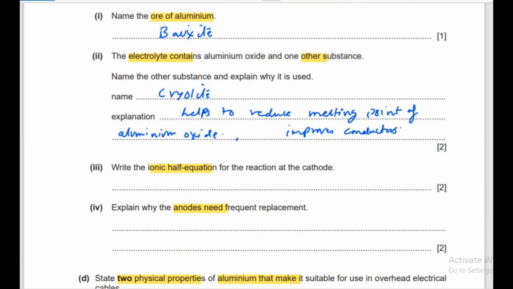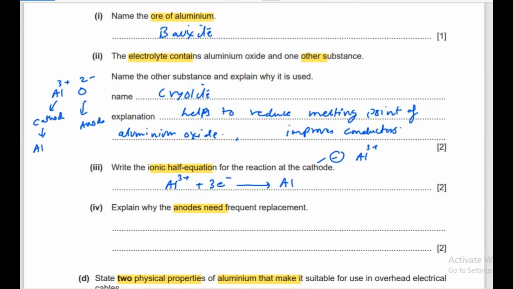Write the ionic half equation for the reaction at the cathode. The cathode is the negative electrode, in which aluminium ions are reduced. So Al3+ plus 3 electrons gives Al. Aluminium oxide ionizes to give Al3+ and O2- ions, which start moving, cations towards the cathode and anions towards the anode. Cations are reduced at the cathode to get aluminium metal, and anions are oxidized at the anode to get oxygen. So explain why the anode needs frequent replacement.